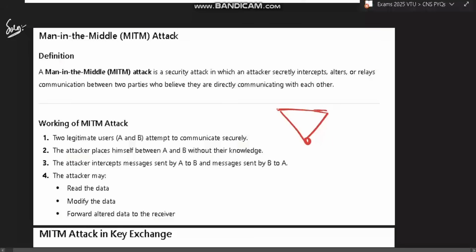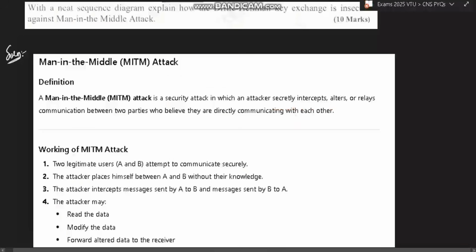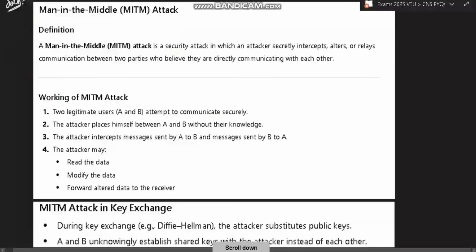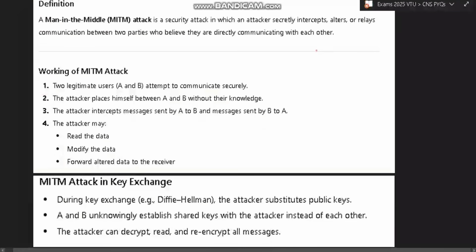This can also be related to real life, right? You're texting someone and in between there is someone else. That is also a type of man-in-the-middle attack. Nothing is encrypted in the real world, so that can be an example, but that is not verified. Let's just keep it aside.